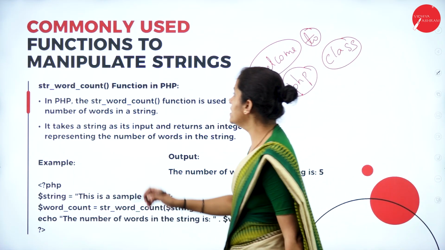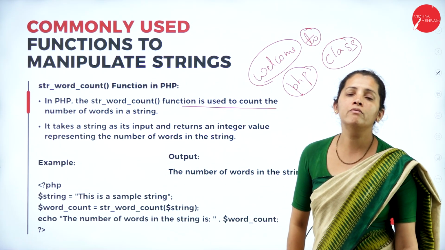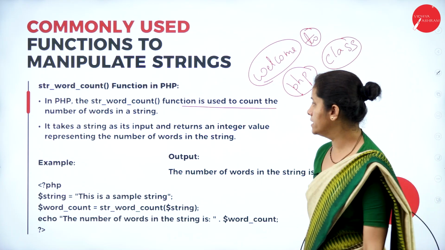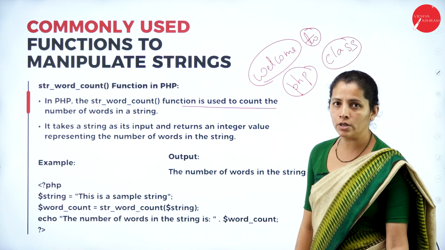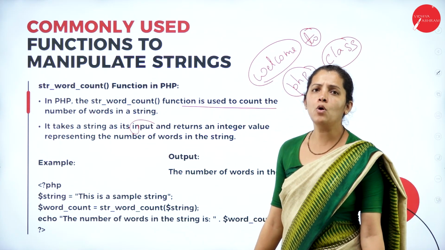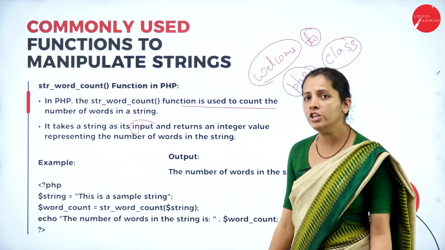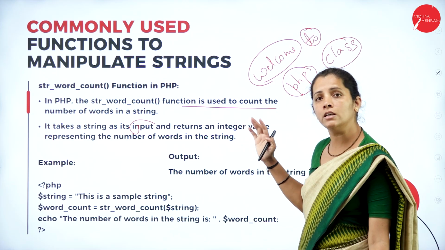So the str_word_count function is used to count the number of words in a given string. It takes a string as input. So what is the input to this function? String. And what does it return? It returns an integer, that's nothing but the number of words in the given string.